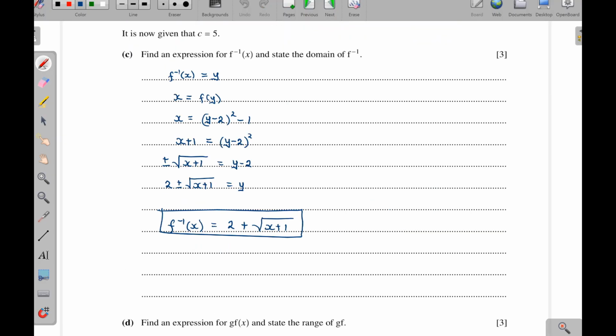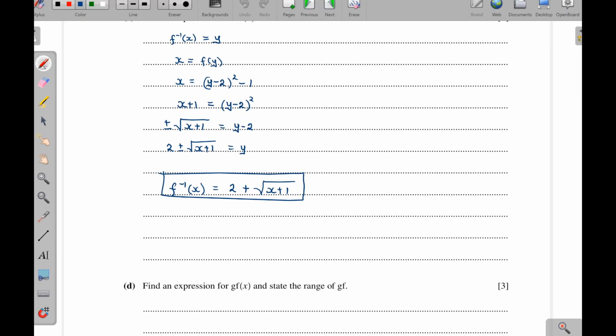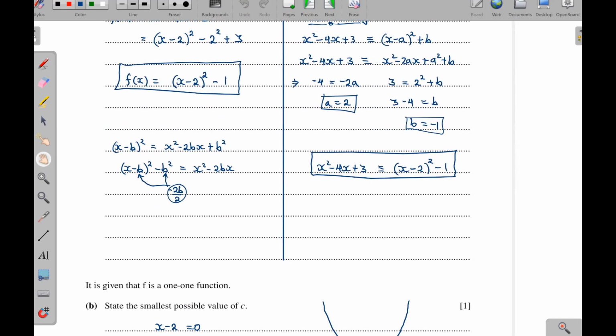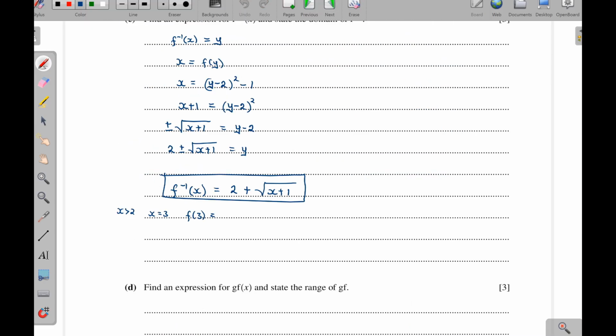However, we can prove this, and then you see what happens here. Suppose, remember, we are using x greater than 2. So let us pick a value. Let's say x is equal to 3. So what is f of 3? We are substituting into here: 3 minus 2, then we square that. 3 minus 2 will be 1. We square, that will be 1. Then minus 1, that will give us a 0.